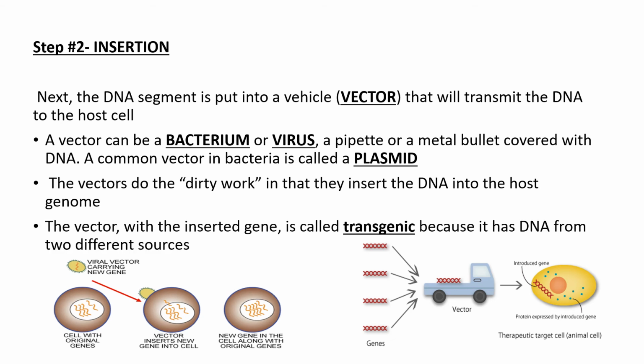Okay, the vector with the inserted gene is considered to be transgenic because it is DNA from two different sources. So here's a viral vector carrying a new gene. Here's our cell with our original genes. We've got our viral vector with the new gene, and then it's inserting that one in. And then that new gene is now present in the cell along with all the original genes.